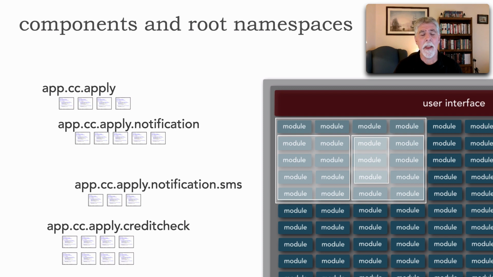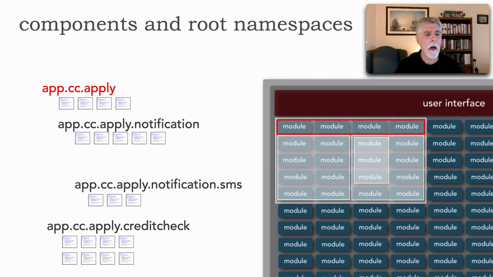A root namespace exists whenever we have a namespace such as apply right here, and we extend that namespace. Notice this is extended to notification and credit check. That means that apply becomes a root. The same thing actually occurs with notification right here. Notification ends up becoming a root because we extend that. Anytime you extend a namespace, the prior one ends up becoming a root. Here's the problem. We have code in each of those root namespaces. I call those orphaned classes.